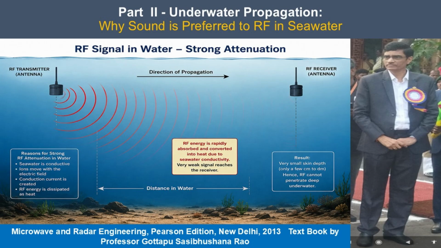In this part, we will understand why sound waves are preferred to radio frequency waves for underwater sensing. The main reason is the electrical conductivity of seawater. We will see how seawater causes strong RF attenuation, how this effect is described using attenuation constant and skin depth, and finally why sound waves are much more suitable for sonar applications.